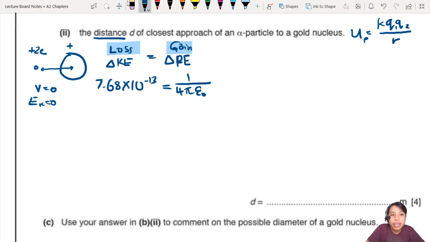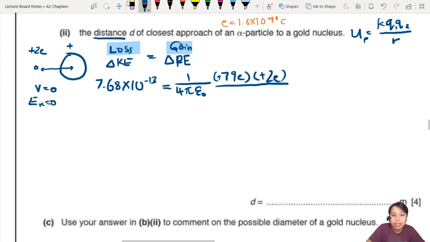Q1, Q2, both charges. One is positive, I should put positive 79e, the gold nucleus, and positive 2e for the alpha particle. Side note, e is 1.6 times 10 to the negative 19 coulomb. Okay. Divide by the separation distance. Oh, we don't know. That's what we're trying to find. Okay. How close can they get? Alright, let's see if you have enough energy to get close.